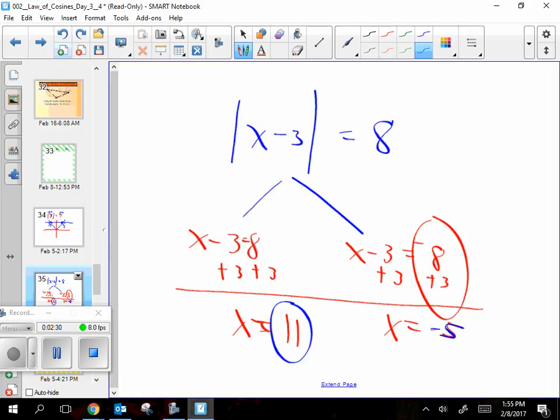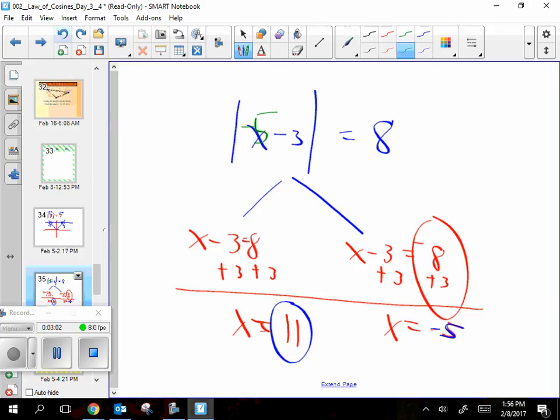Now, I know that these can sometimes be confusing, but if you want to be sure you're right, all you got to do is stick them back in the original. If I put 11 here, it's supposed to equal 8. And it does, because 11 minus 3 is 8. Absolute value of 8 is 8. What about the negative 5, though? Negative 5 minus 3 makes negative 8. But it becomes positive because those bars make it positive, the absolute value. And it works. Cool. They both work.